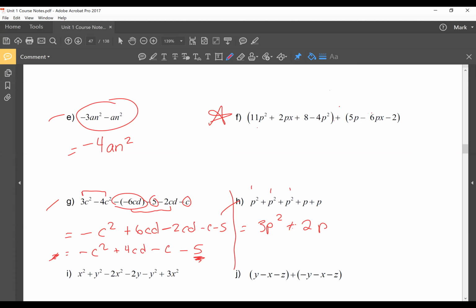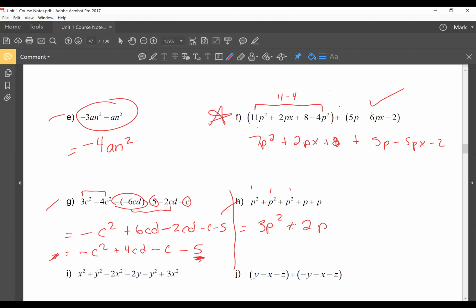Do what's inside the brackets first. So I can certainly combine these two, and this one is all done at the end. So I'm going to combine my 11 and my 4. So 11 minus 4 is 7p squared plus 2px plus 8. Nothing I can do there. You'll notice my brackets are gone. Plus 5p minus 5px minus 2. Nothing I can really do there.